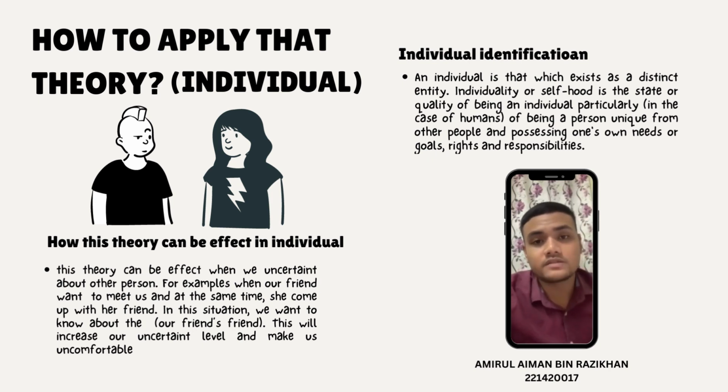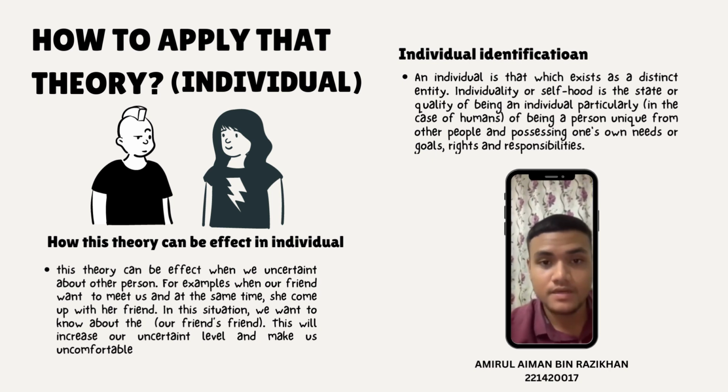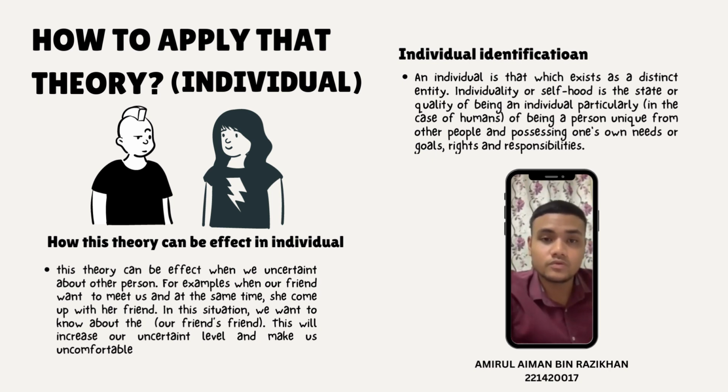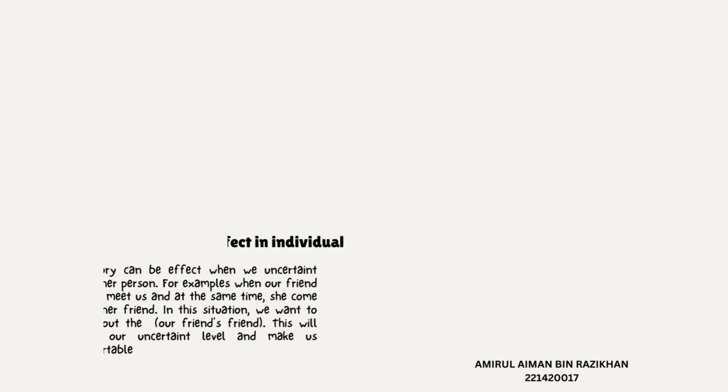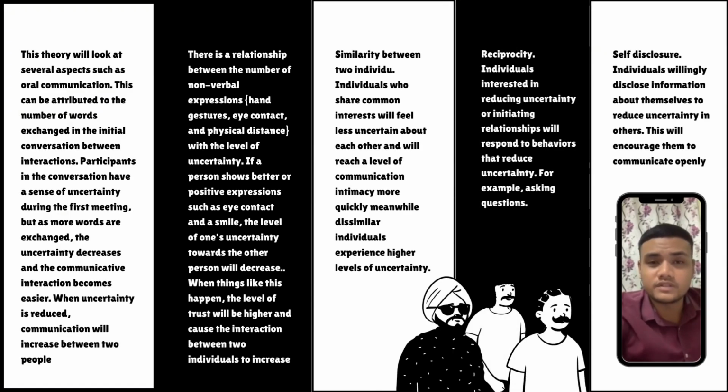Example, when our friend wants to meet us, but at the same time, she comes with her friends. In this situation, we always want to know about the other person. Our friend's friend will increase our uncertainty level and make us uncomfortable. This theory can also happen when we are trying to approach a stranger or we are approached by a stranger.